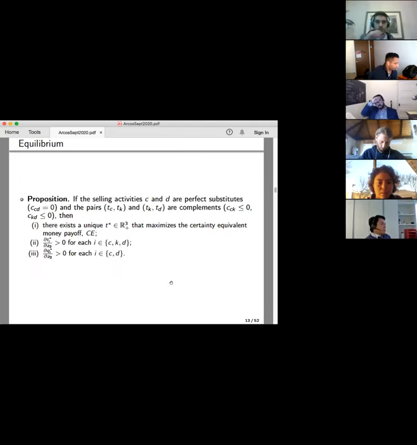Okay, so let me go to the proposition. What this model tells us is something very interesting. Of course, it's a very simple model, so you should be careful, but the proposition says that if the selling activities at the counter and the drive-thru are perfect substitutes, basically the cost C of D is equal to zero, and the pairs of training efforts, effort at the counter with effort at the kitchen, and effort at the kitchen with effort at the drive-through, are complements, then you have a unique T that maximizes the certainty equivalent payoff. Moreover, the incentives at the drive-through increase effort levels at all the stations: counter, kitchen, and drive-thru. And second, it increases the production at the counter and the drive-thru.